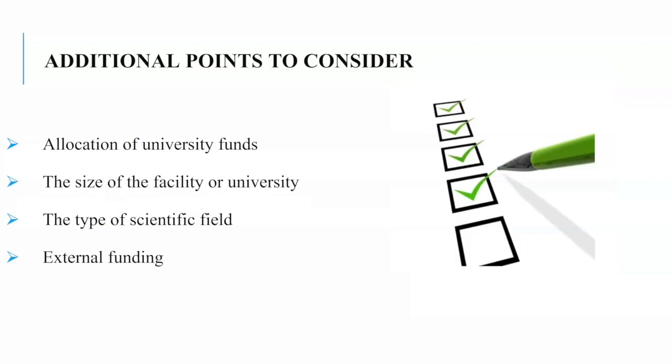The evaluation doesn't stop here. When evaluating these collaborative partnerships, other factors must be taken into consideration. These factors include, but are not limited to, allocation of university funds, the size of the facility or university, the type of scientific field, and external funding. As for any other collaborative network types, infrastructure, capital, and trust must always be evaluated.